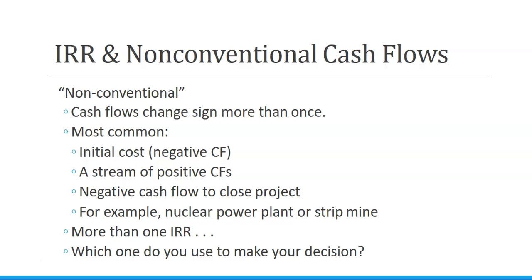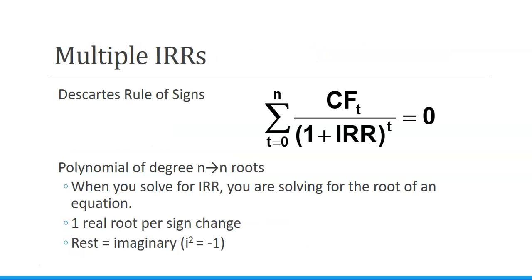If we have more than one negative cash flow, we're going to have more than one internal rate of return. Which one of these should we use to make our decision? Which one is the correct one? So this is called the Descartes rule of signs. With a polynomial of degree n, there are n roots. When we solve for the internal rate of return, we're solving for the root of an equation. We need one root per sign change, and the rest are imaginary.